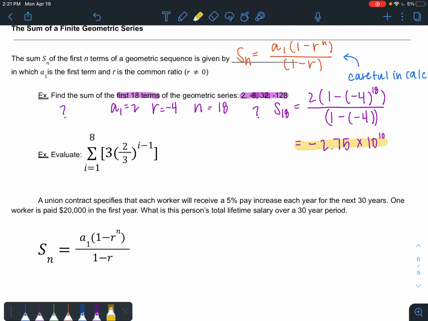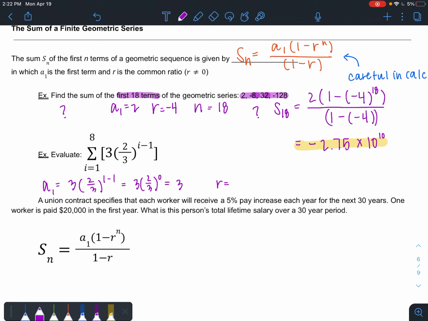For this next one here, I again am trying to find that value. So I need a sub 1, I need r, and I need n. So a sub 1 is a little bit harder to find this time because I have to actually plug it in. So a sub 1 is 3 times 2 over 3 to the 1 minus 1. So I get 3 times 2 over 3 to the 0. So I get 3 is that value for a sub 1.